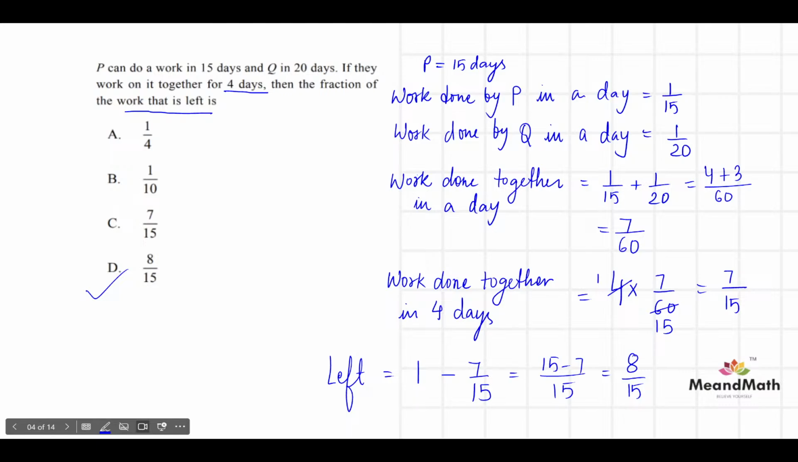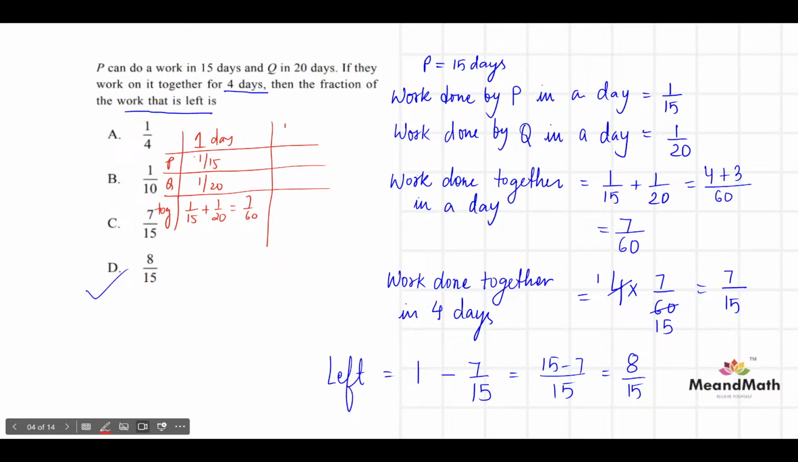Well, exactly. Let's summarize what we did over here using the table method. So if we try doing for P, and this is for P and that is for Q. So for P, in 1 day, it's 1/15. For Q in a day, it's 1/20. If we find out together, it is going to be 1 over 15 plus 1 over 20. That gives us 7 over 60, right? In 1 day.